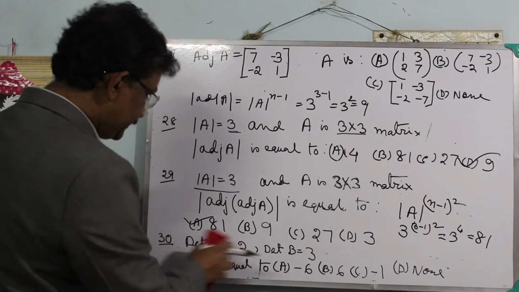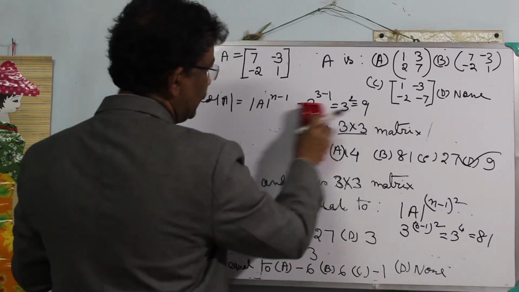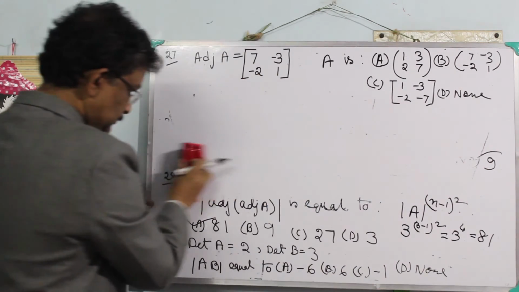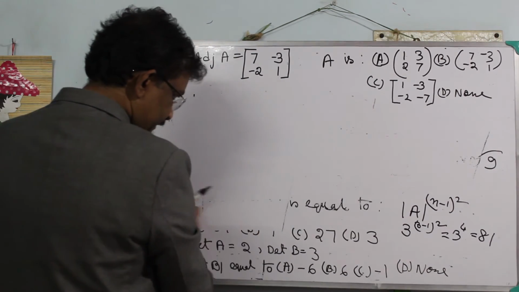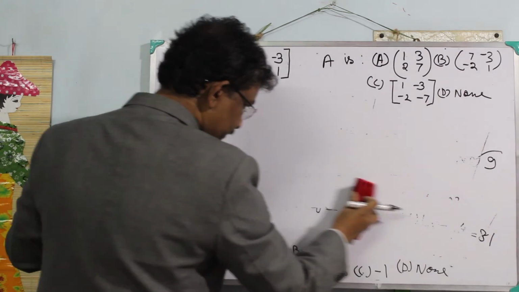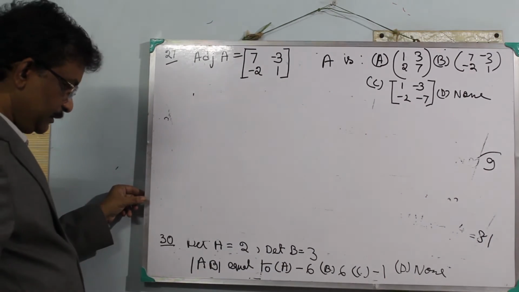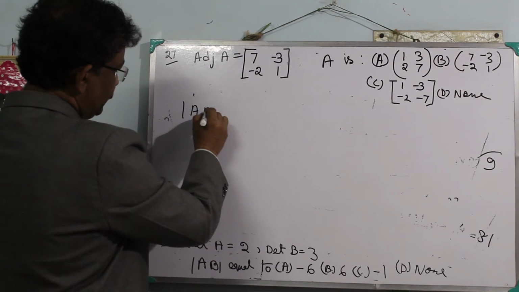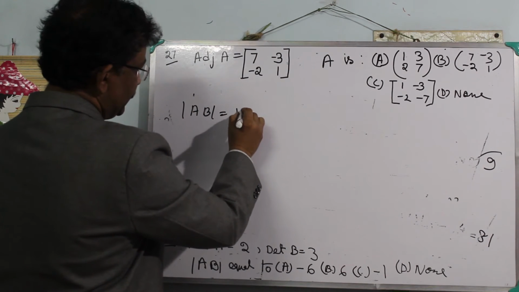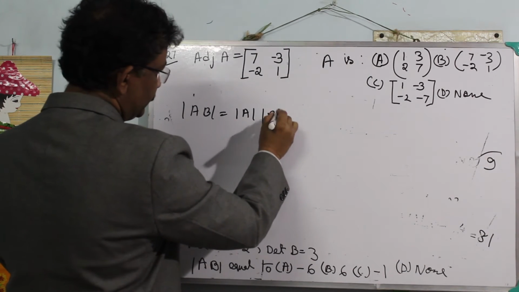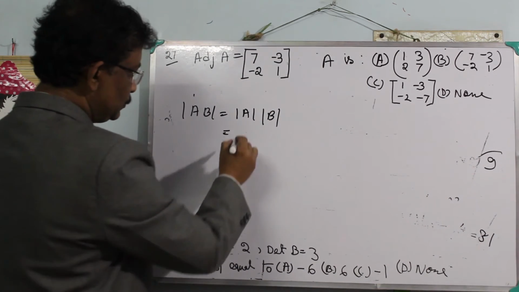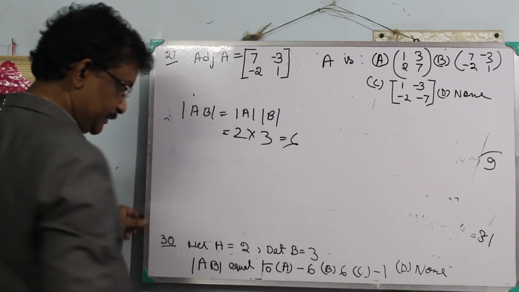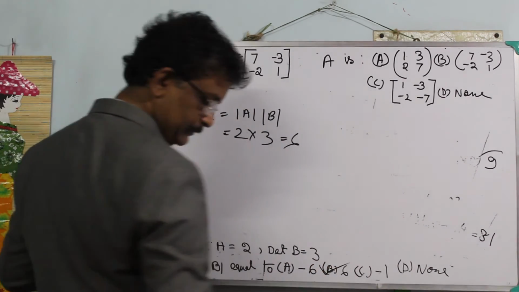Next, determinant A is equal to 2 and determinant B is equal to 3. So what is determinant AB? Determinant AB is nothing but the determinant of the product, determinant AB equals determinant A into determinant B. So determinant A equal to 2, determinant B equal to 3, so this is equal to 6. So the correct answer is B, 6.